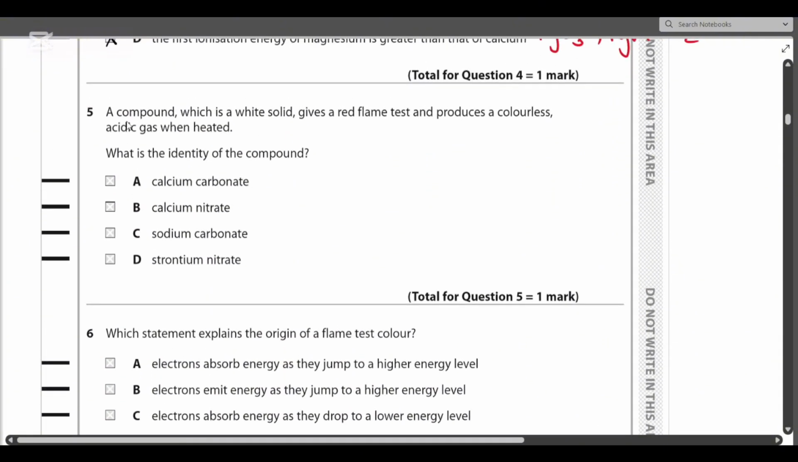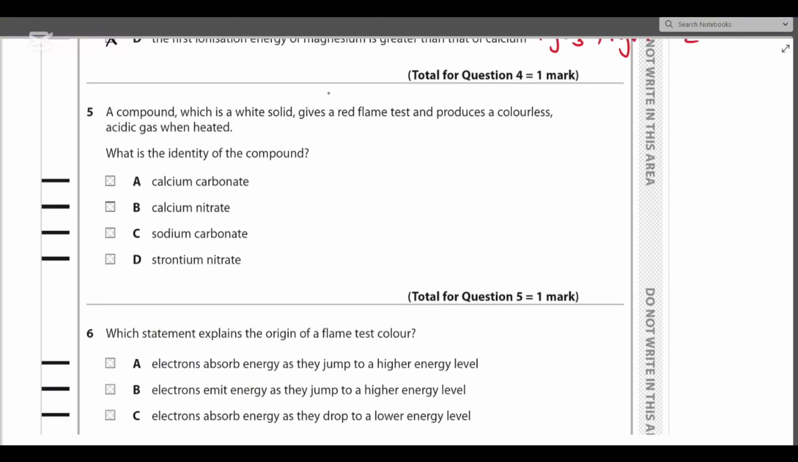Okay, moving on, number 5: a compound which is a white solid, provides a red flame test and produces a colorless acidic gas when heated. What is the identity of the compound? This is a very nice question. Option A seems to be the correct answer, because a colorless acidic gas is provided. When we decompose calcium carbonate, we get an acidic gas, which is carbon dioxide. So that's correct.